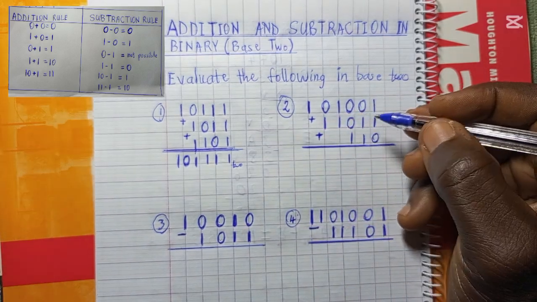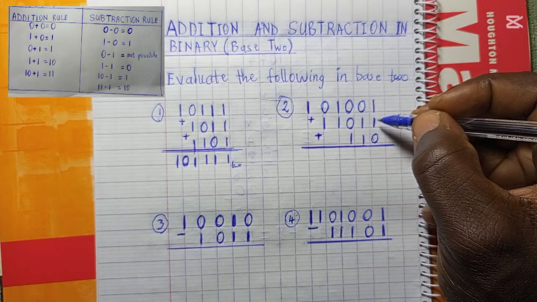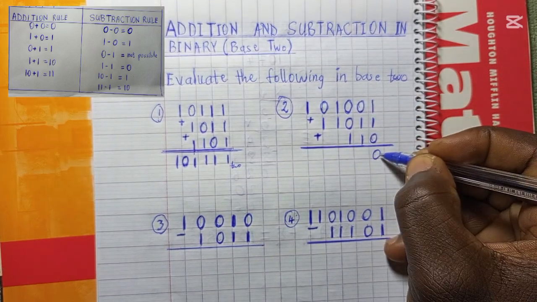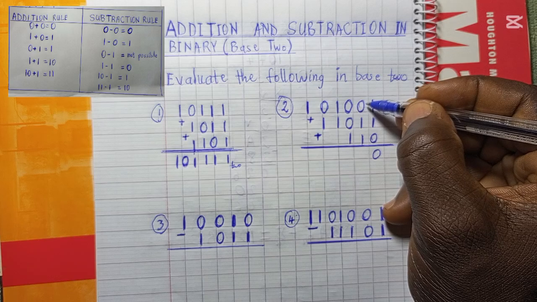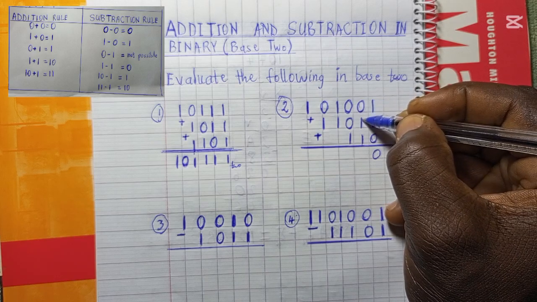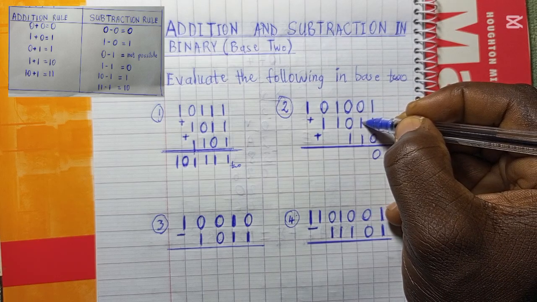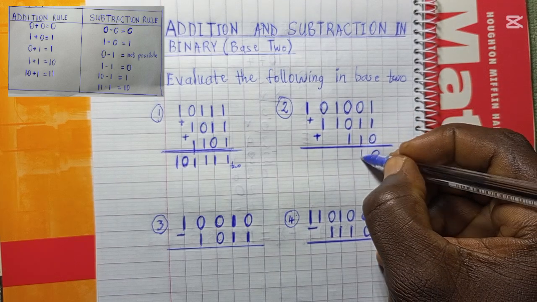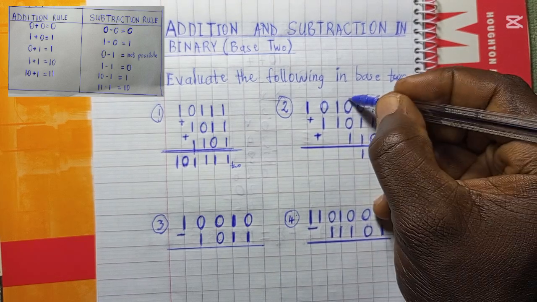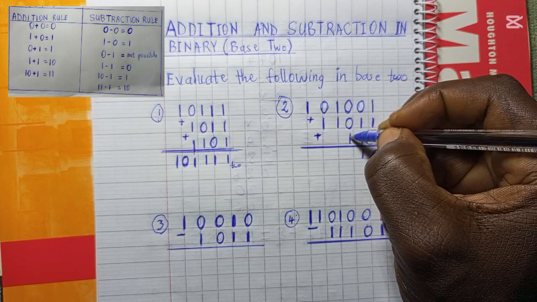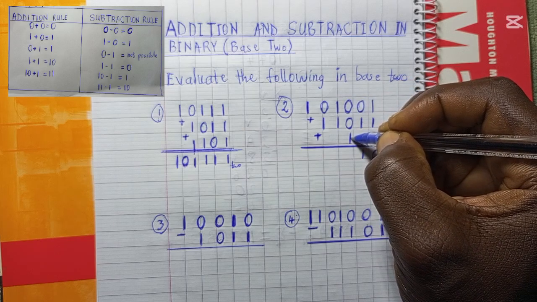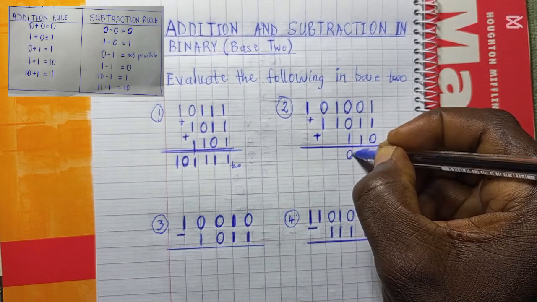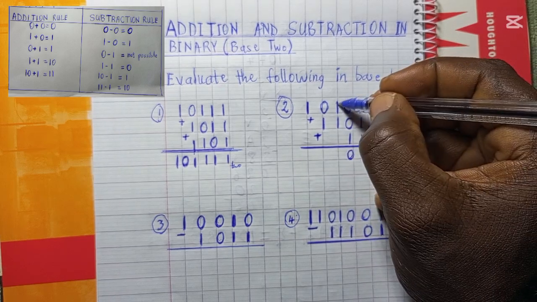So for the number 2, we have 1 plus 1 is 10. So I'll write 0 and bring 1 to this side. 1 plus the 1 plus this one. 1 plus 1, 10. 10 plus 1, 11. So I'll write 1 and bring 1 to this side. 1 added to this one, that is 10. So I'll write 0 and bring 1 here.